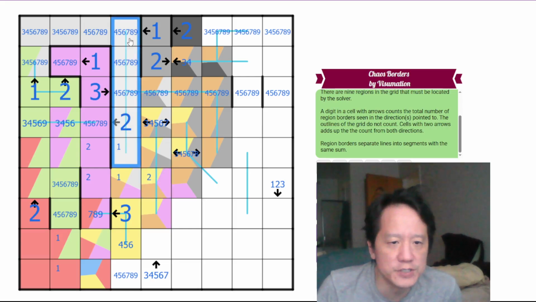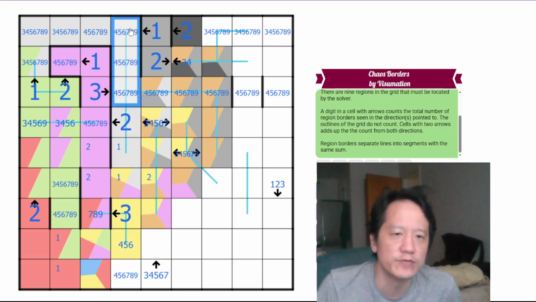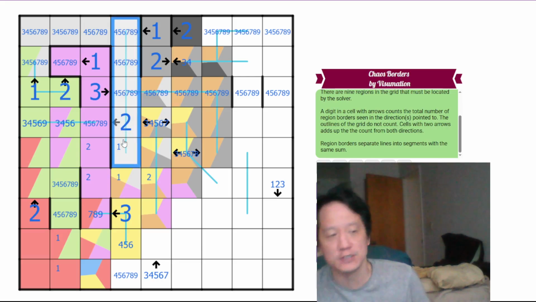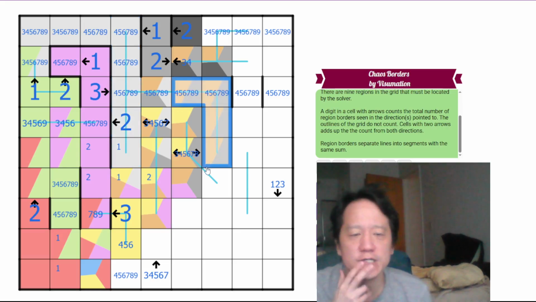Actually, we know this can't be... This is 4, 5, or 6 here. So this can't be 1, 2, 4, 5, 6. It could be at minimum 1, 2, 4, 5, 7, which is 19, which is even greater. These 4 are in the same region.